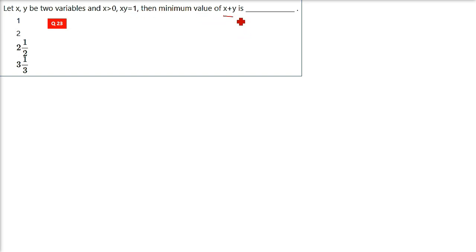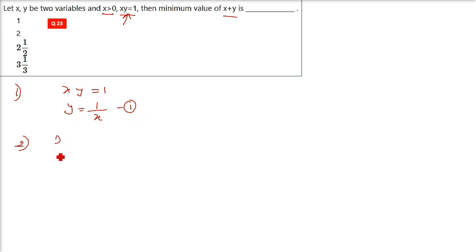Now we have to find out the minimum value of x plus y, and xy equals 1 is already given, so we are going to utilize it. The first thing is x into y is equal to 1. What do you get from here? You get a relationship between x and y. So y will be equal to 1 by x. This is your first equation.